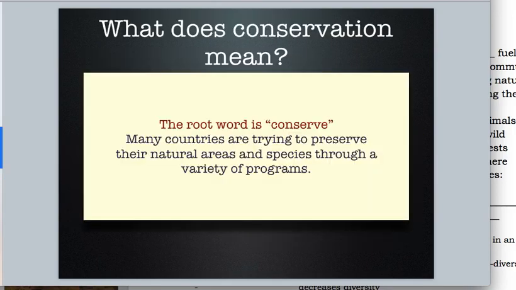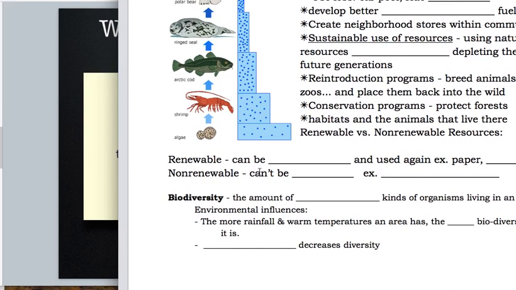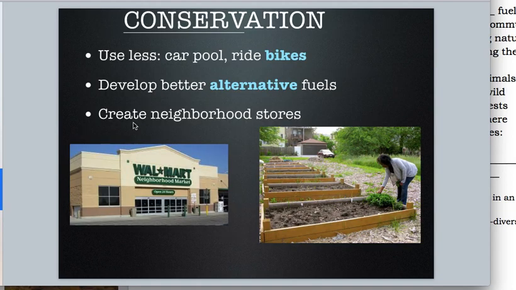Okay, so conservation. So now we're looking at what can we do. Conservation programs right here. So what can we do to help this wildlife that we're endangering by us being us? Well, the root word is conserve, which means to preserve or to protect. So ways we are trying to protect animals.